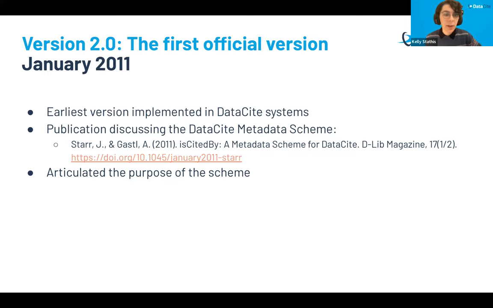So following this, version 2 was published in January 2011, and this was the first version implemented in DataCite systems. And I've included here a reference to an article by Joan Starr and Angela Gassel, who are both part of the working group. This summarizes the schema and its intended purpose, which I do want to dig into a bit before we look at version 2.0 itself.